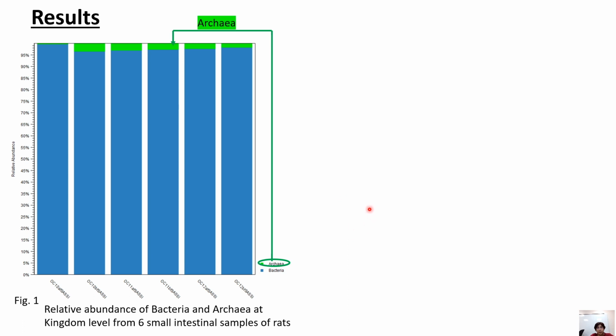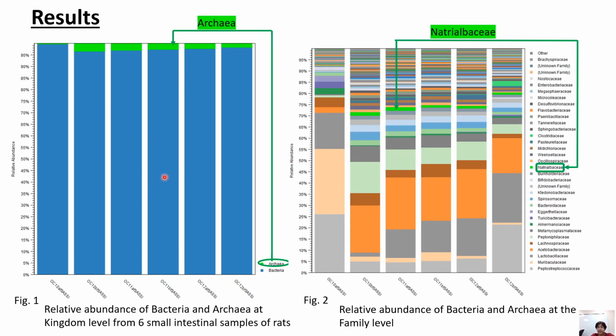These are the metagenomic data at different taxonomic levels. Figure 1 shows relative abundance of bacteria and archaea at kingdom level from 6 small intestinal samples of rats. Blue color indicates bacteria, green color indicates archaea. As you can tell from sample 1, there is very little to no archaea present. So archaea are generally present in lower abundance as compared to bacteria.